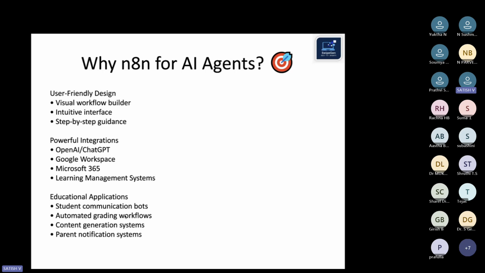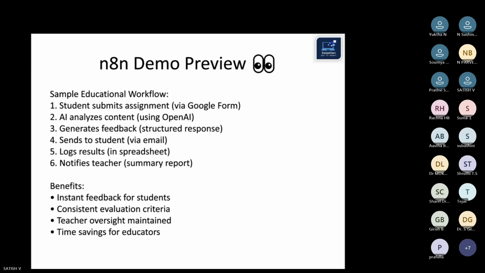Next, automated grading workflows. You would have conducted a quiz through Google Sheets, and the grades should be automatically sent out to students through their mail. You can do this also, and I'll guide you on that. Then content generation systems: if you want to generate any specific content, that is also possible. Then parent notification systems. These are a few educational applications.